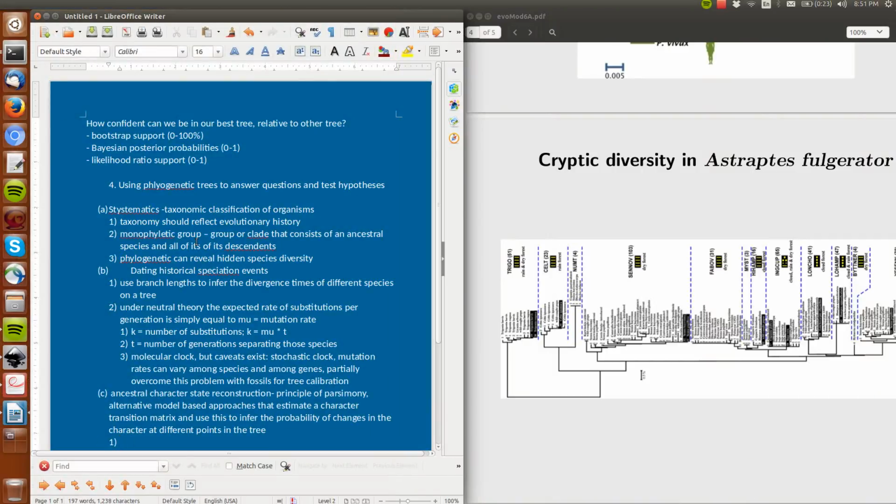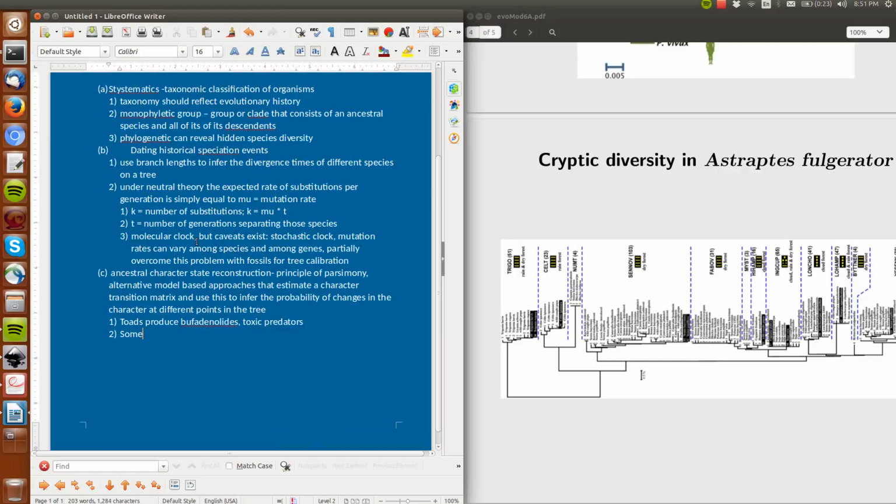The example I want to think about for character state reconstruction involves toads and snakes. So toads produce bufadinolides. And these are toxic to predators. They can cause essentially cardiac arrest. It turns out that some snakes have specialized on toads anyway. These snakes can detoxify this compound.